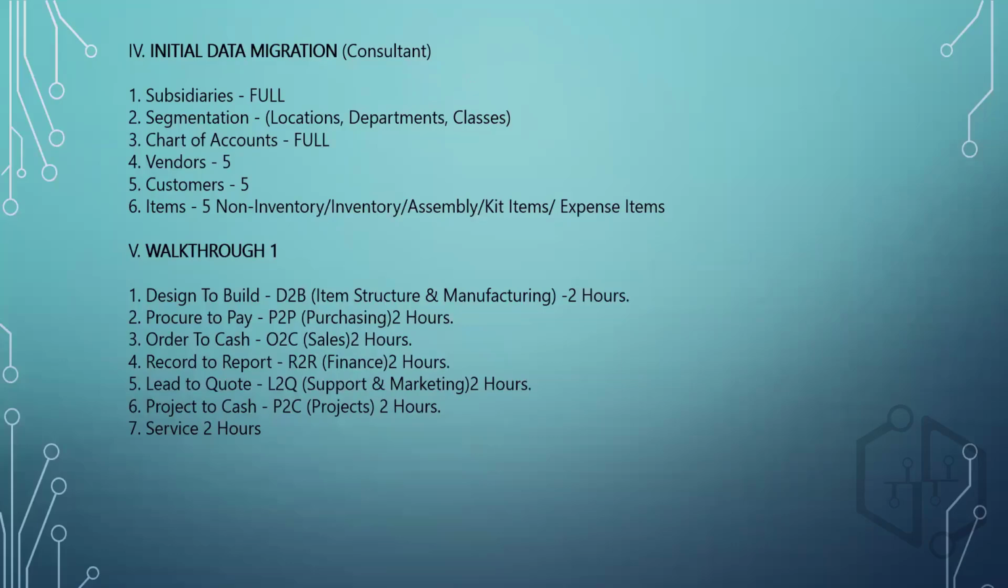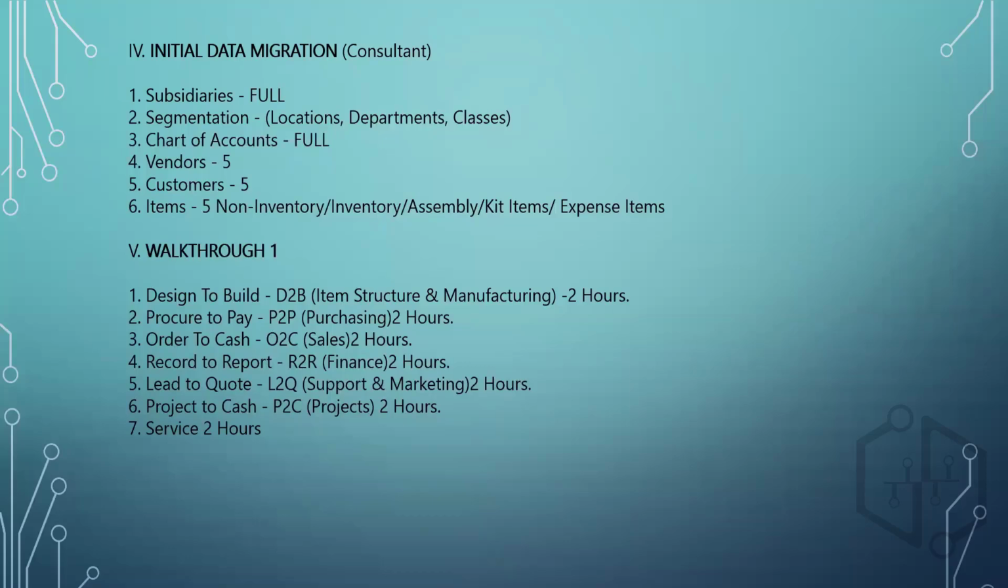We create the complete subsidiaries, which are your legal entities. Like I said earlier, the customer might be doing business from California, from Delaware, from Connecticut, from 3 or 4 different places. They have legal entities, so those are your subsidiaries. And then we create the segmentation, which is your locations, departments, and classes. I'll let you know the difference between these when we get there. Okay. And then the chart of accounts, the entire structure.